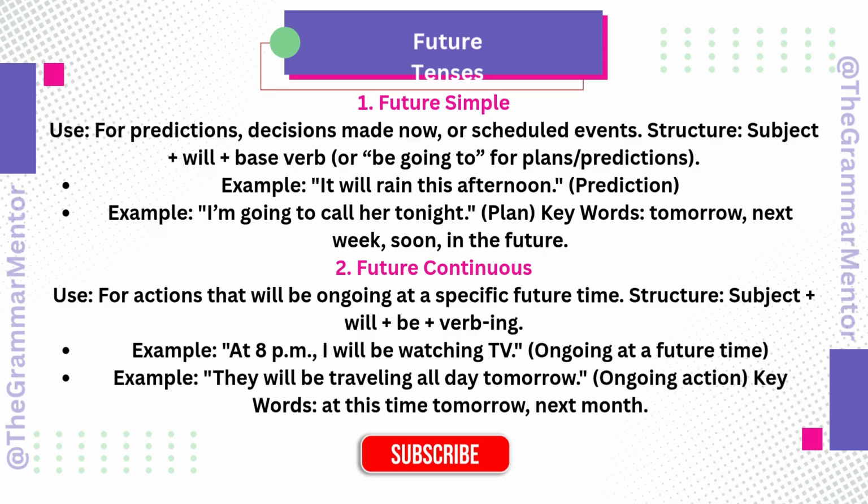2. Future continuous. Use: for actions that will be ongoing at a specific future time. Structure: subject plus will plus be plus verb-ing. Example: At 8 p.m., I will be watching TV. Ongoing at a future time. Example: They will be traveling all day tomorrow. Ongoing action. Keywords: at this time tomorrow, next month.